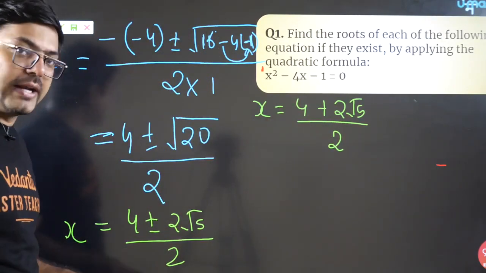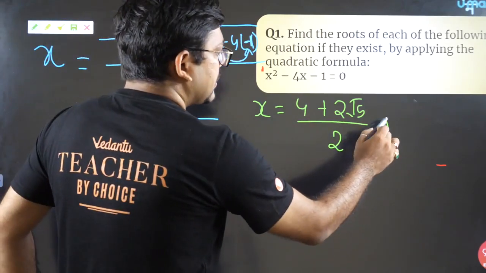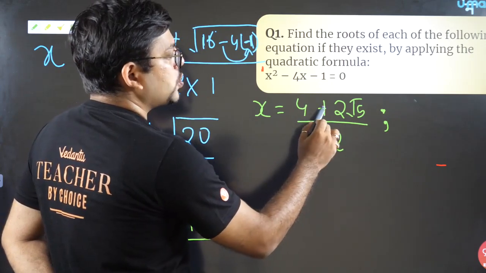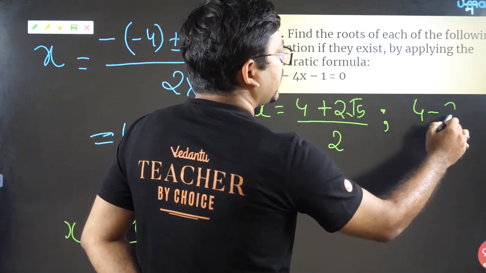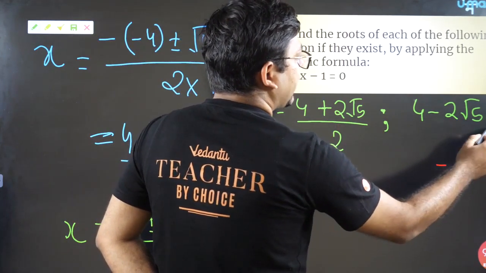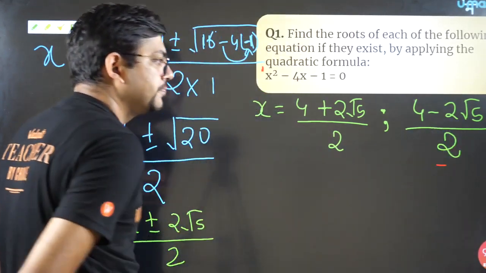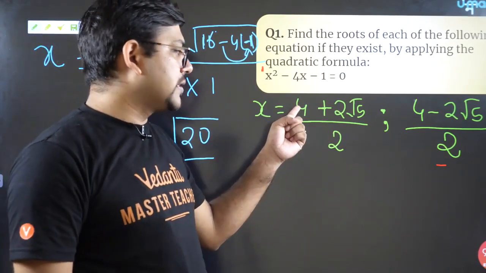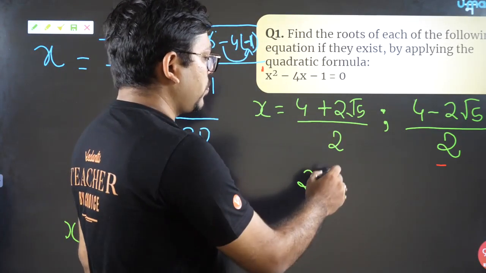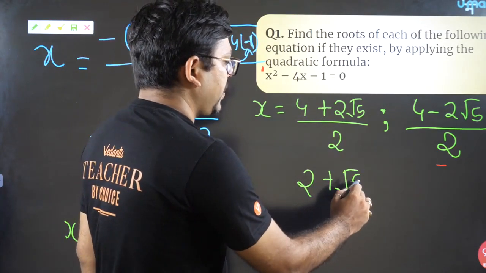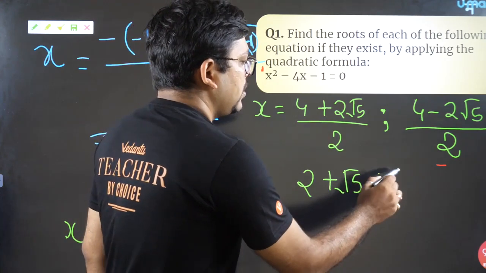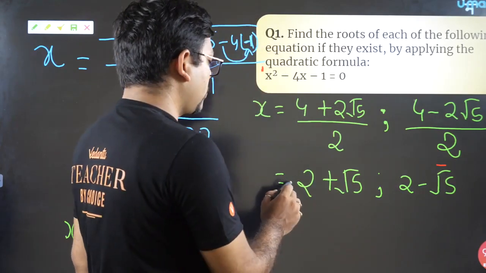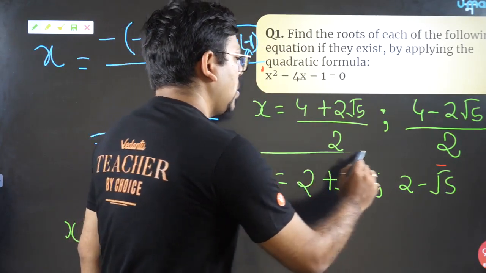You have to write this, comma. The second zero is going to be 4 minus 2 root 5 and then divided by 2. That's what you're gonna do. Fine. Now you'll divide it by 2. So 2 will cancel this 4 in 2 times. So 2 and 2 will be getting cancelled. So 2 plus root 5 and then comma, you'll get here 2 minus root 5. So 2 plus root 5 and 2 minus root 5, these will be the two zeros of x.